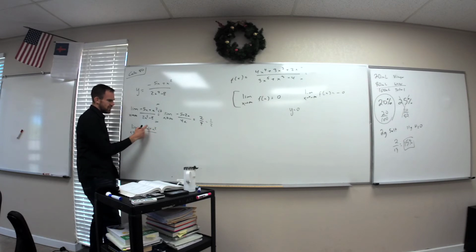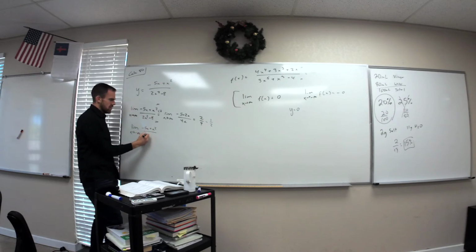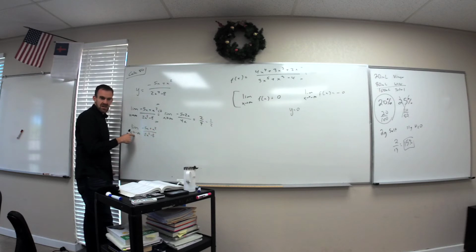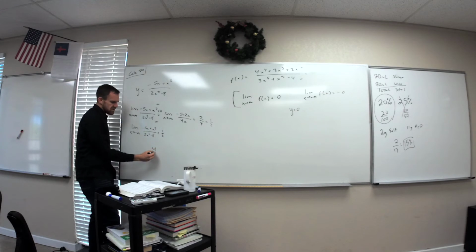What's weird about the negative infinity? You just have to look for odd powers. They'll mess things up. But we only look at the highest power, so x squared. When we square negative infinity, we get positive, so this is still 1/2. So our horizontal asymptote is y equals 1/2.